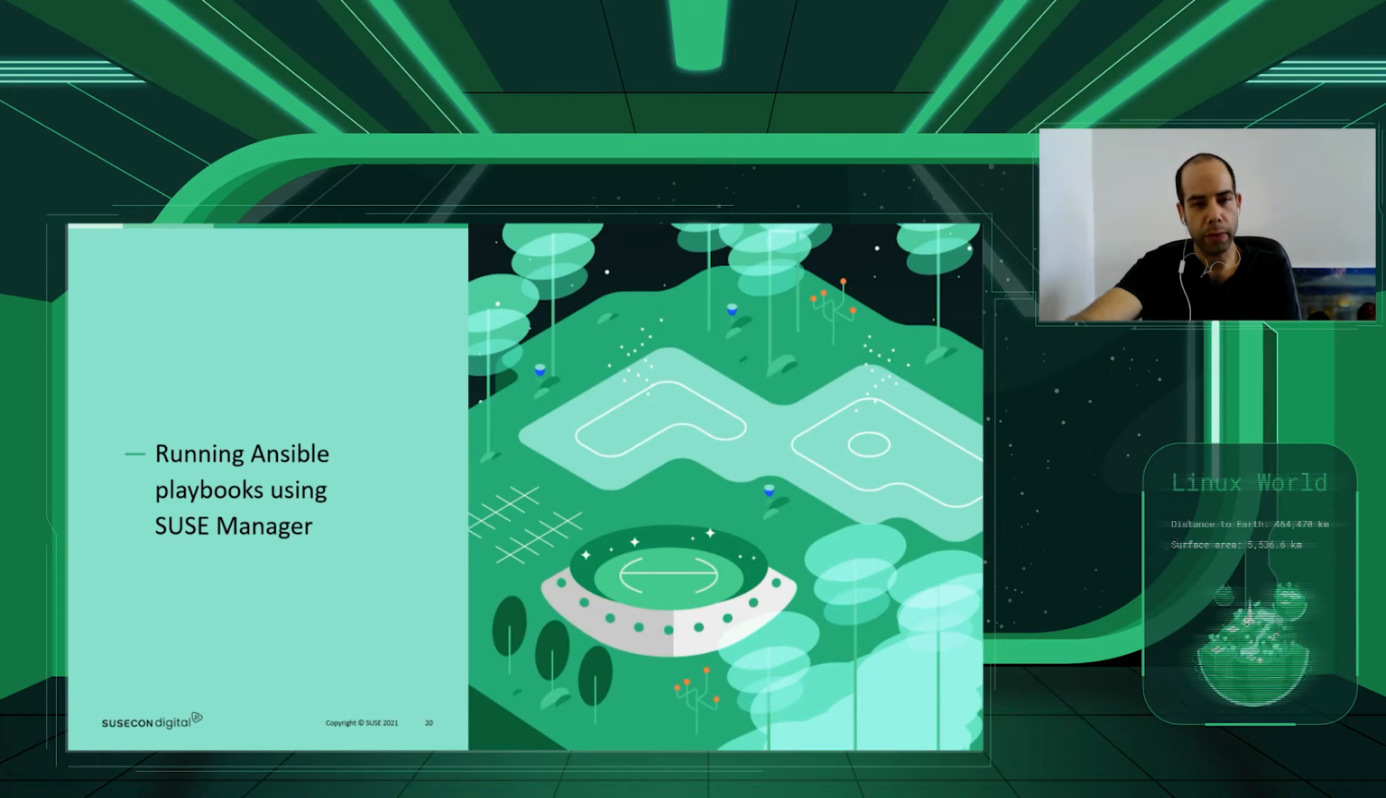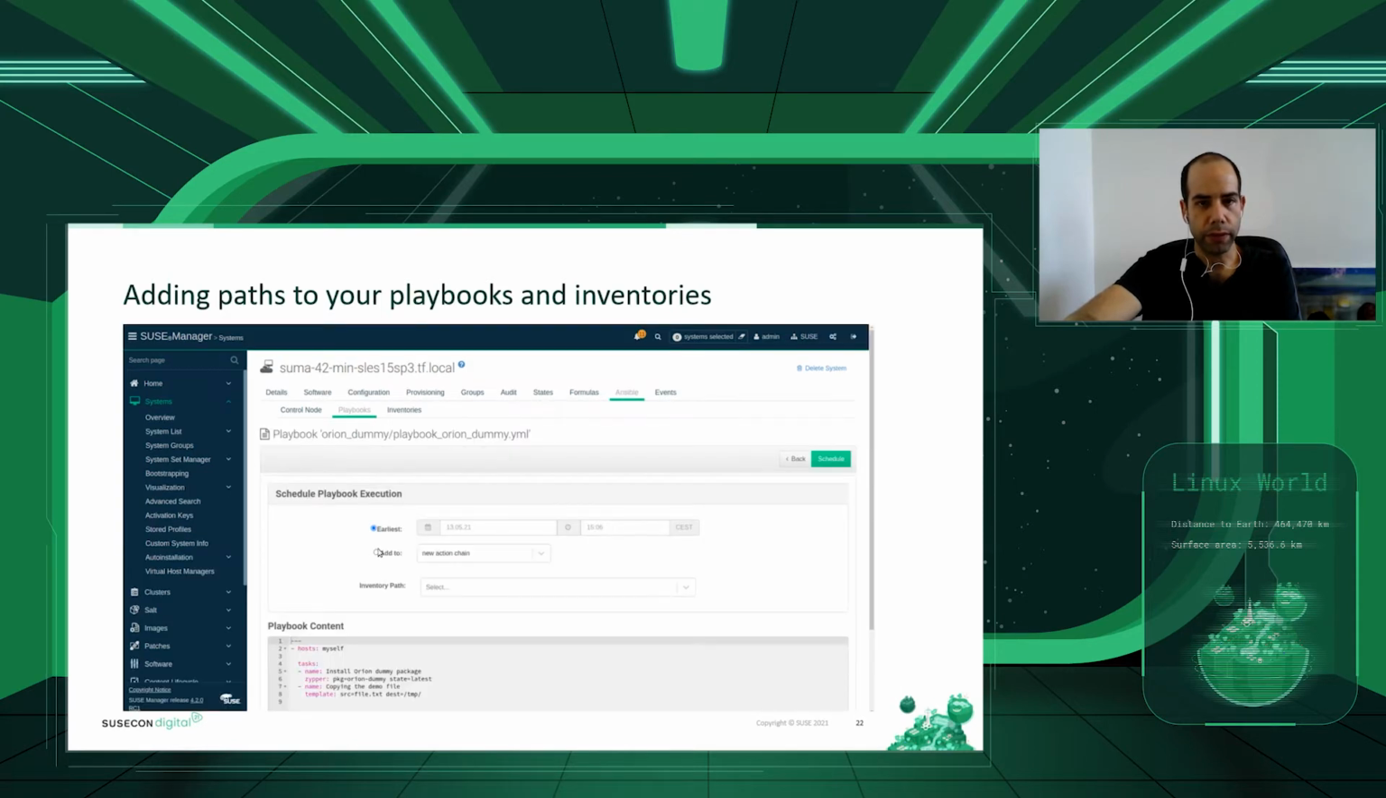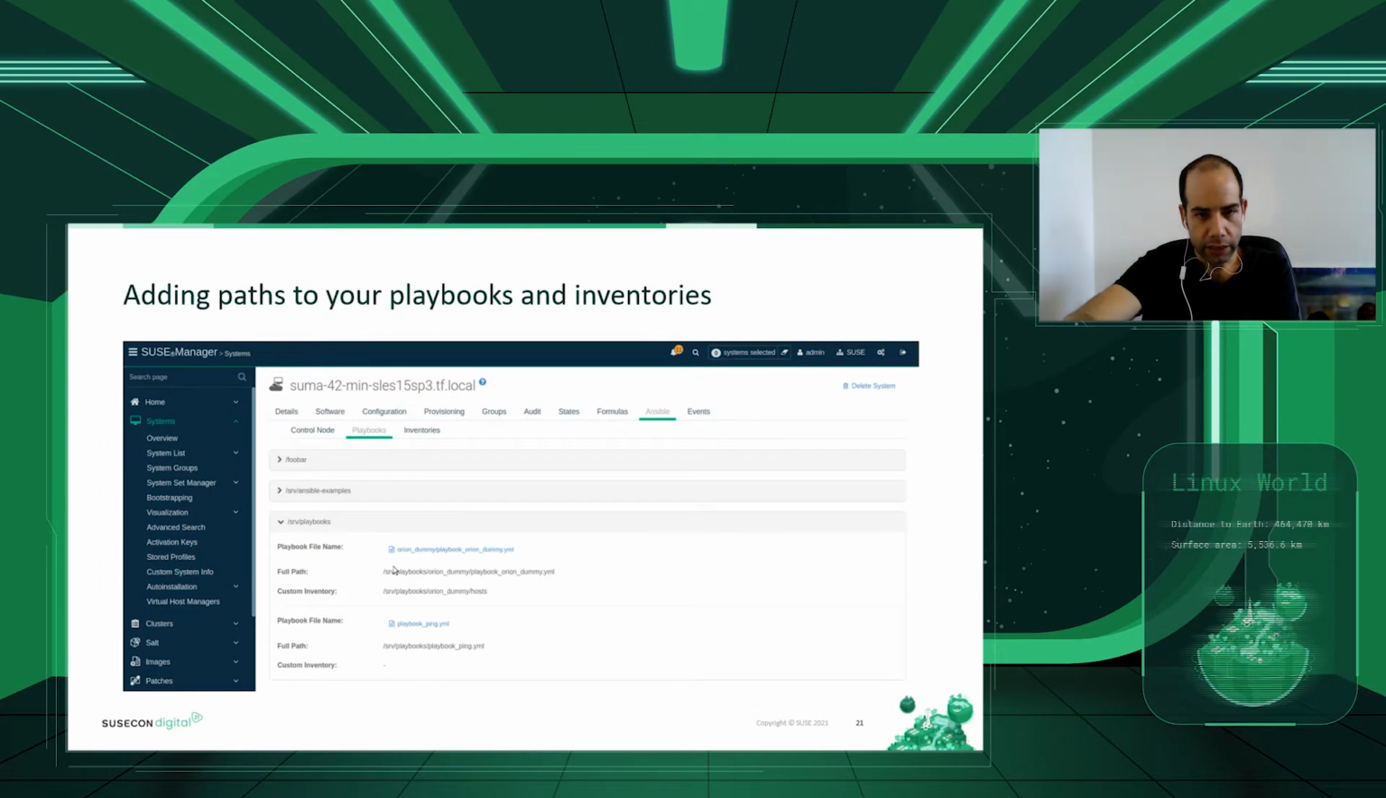Okay, let's take a look at the playbooks now and try to run one. In the same way, when we go to playbooks, we will see all the different paths that we configured for this control node. If we click on one of them, it expands and you will see the different playbooks that were found there. In this case, we see that this playbook directory contains this one, Orion Dummy, which has the full path.